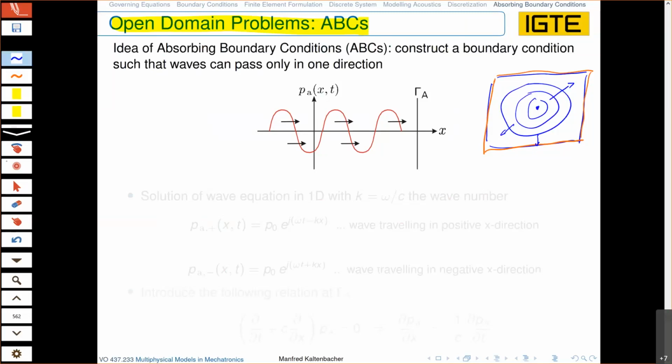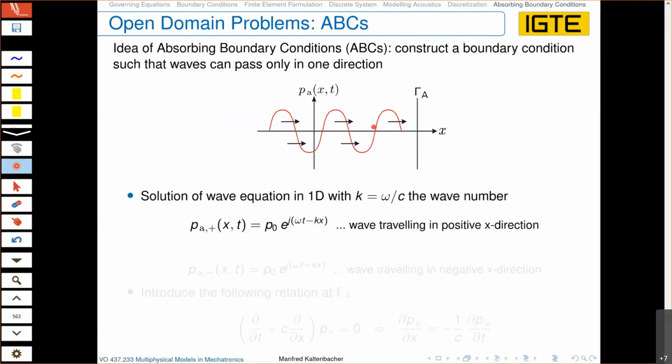As you can see here, this wave is propagating to the right, so to increasing x values, and this should be now our limiting domain. And clearly what we want is that these waves can propagate through without reflections, and if some waves are coming from the right going to the left, they should be reflected here and not come into our computational domain, so that we have a correct model which we solve with the finite element method.